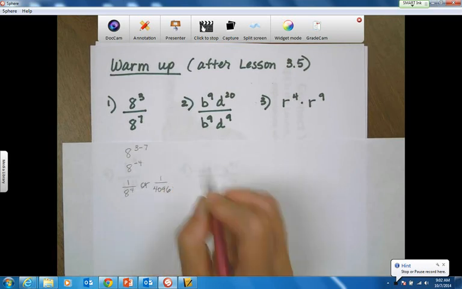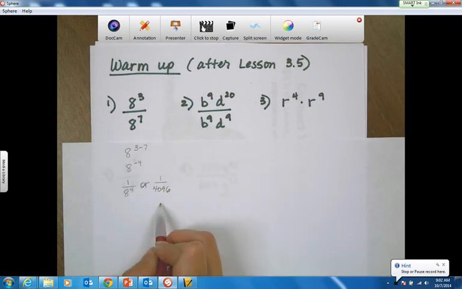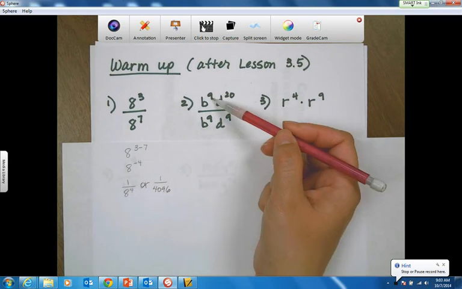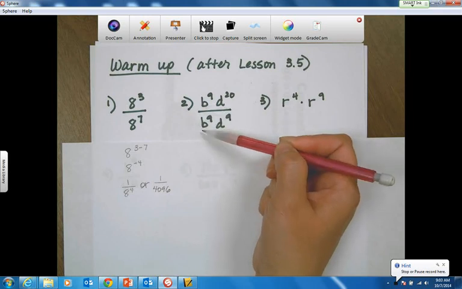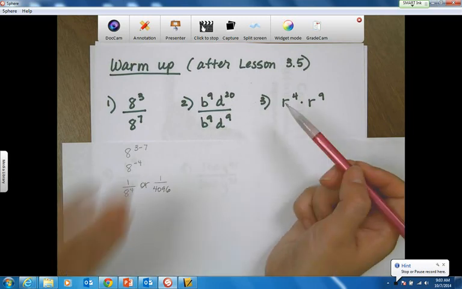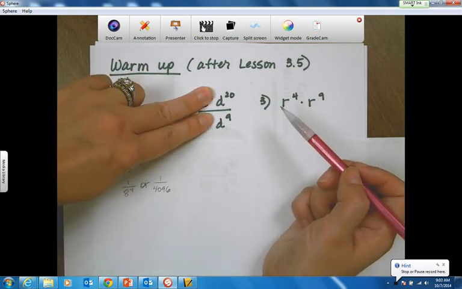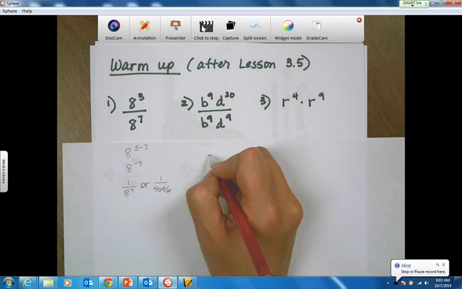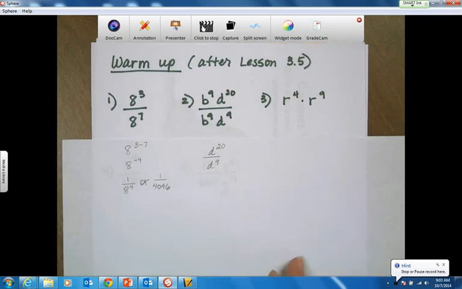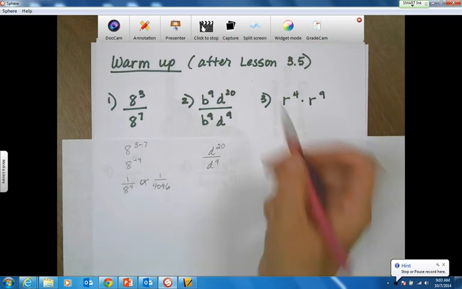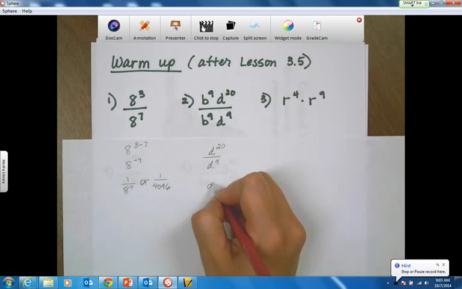All right, on the second one, we learned that if we have the same thing over the same thing, then they cancel out and become one whole. So essentially all of this cancels, and all you're left with is this second part. So now I have d over 20 and d over 9. Again, I'm going to subtract them because this is powers over powers. So I get d to the 11th, and it's positive because 20 minus 9 is just positive. d to the 11th. So I just leave it right there.